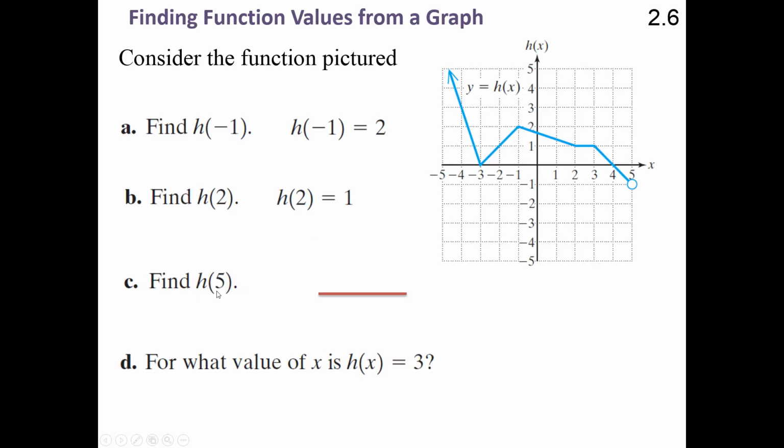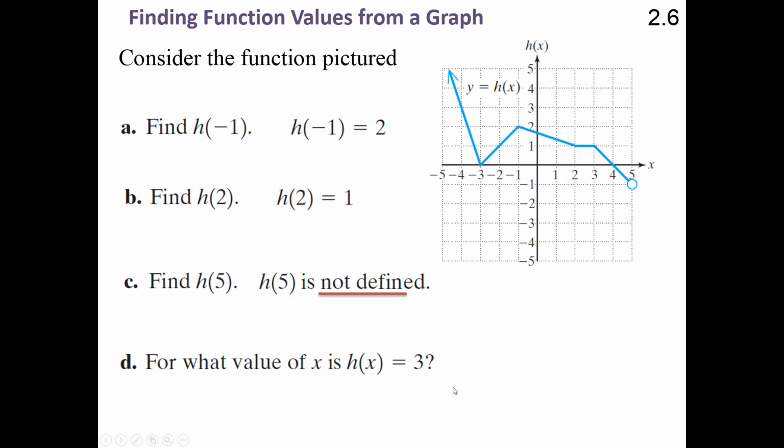Okay, and h of 5. Well, 5 is here. 5 is not mapped by h. That's why we have this open circle here. So 5 is not in the domain of h. So h of 5 is not defined, because 5 is not in the domain.